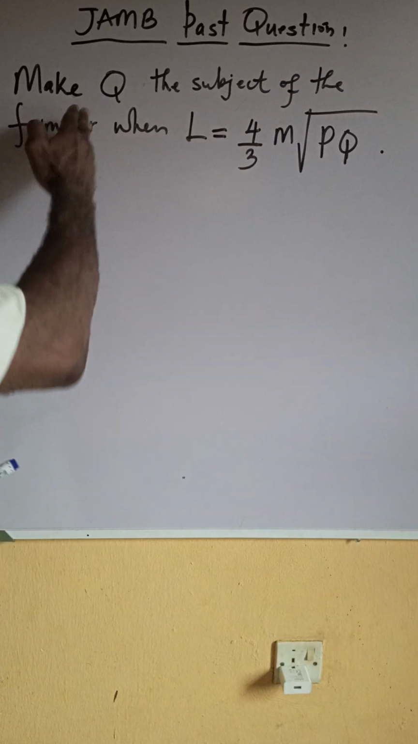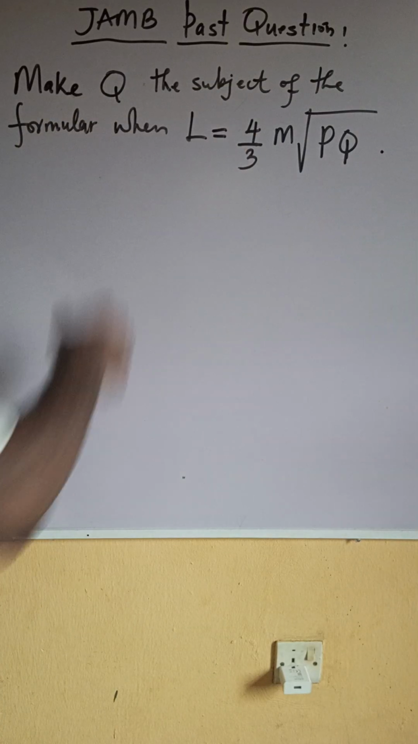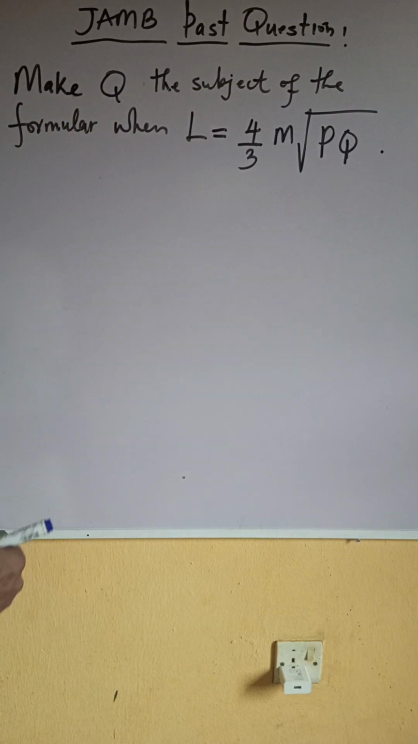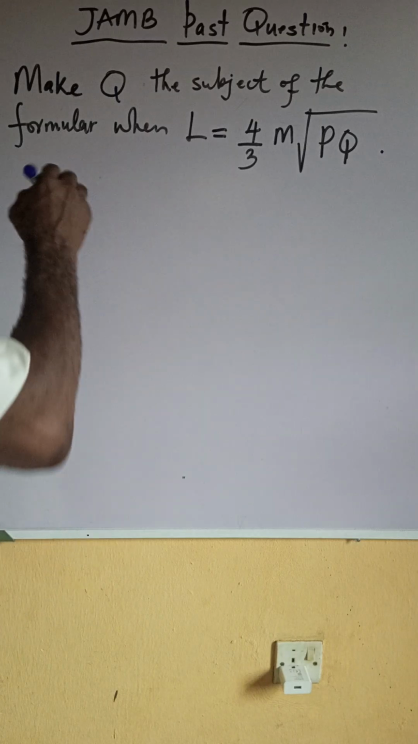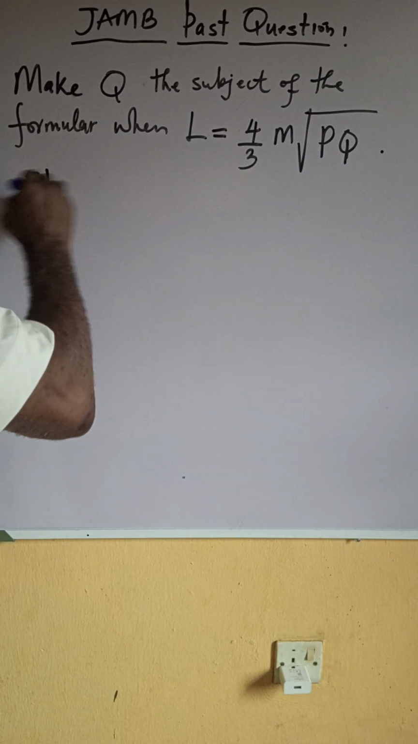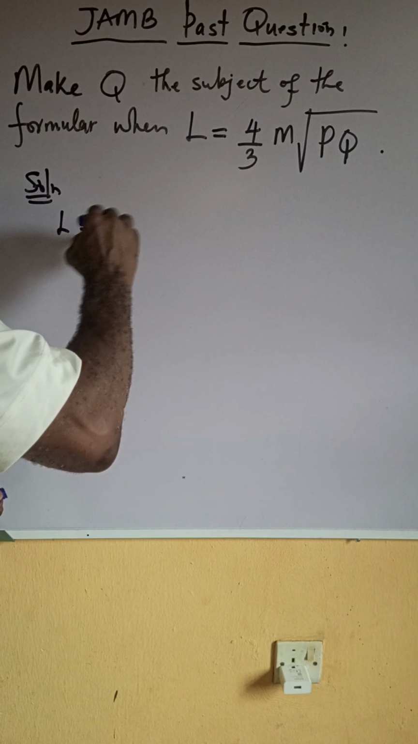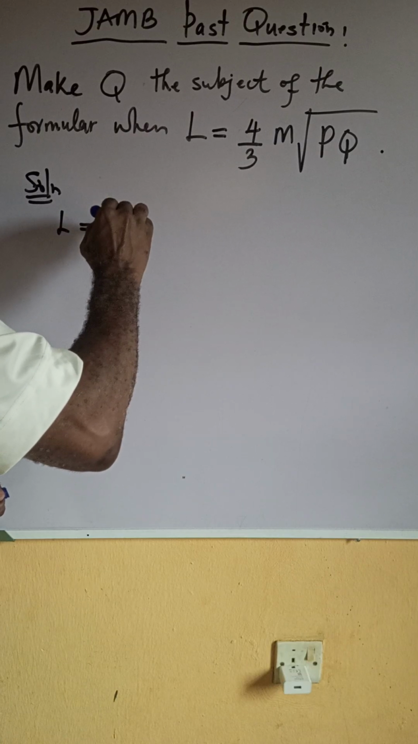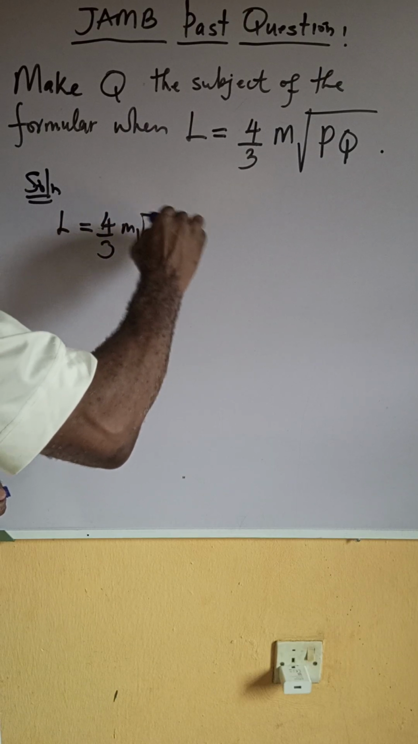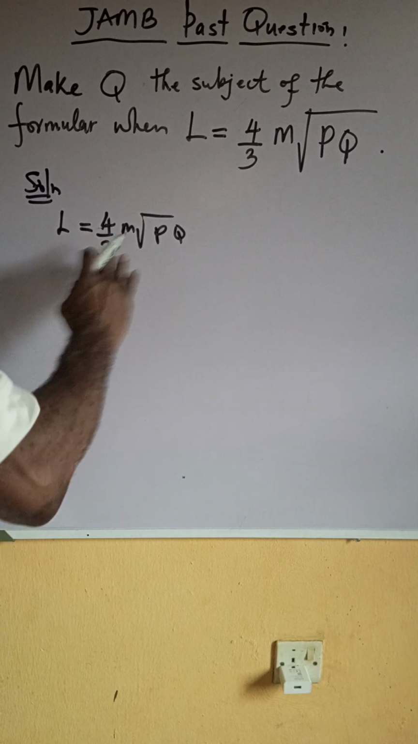So let us quickly make Q the subject of the formula when L equals 4 over 3m root PQ. Solution. Now L is equal to 4 over 3, m root PQ. What do you do first?